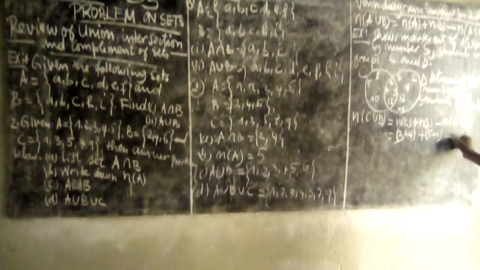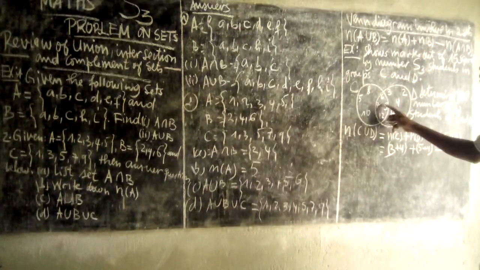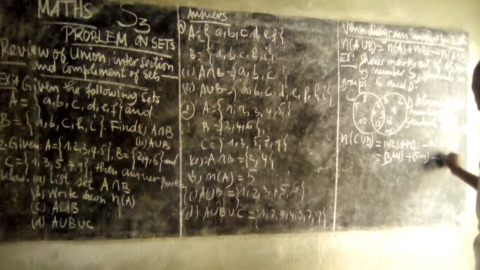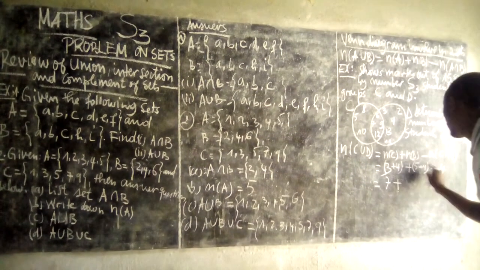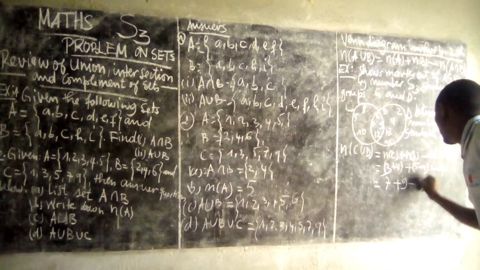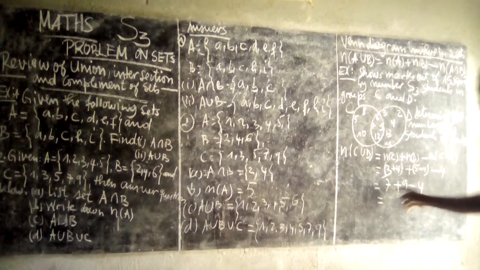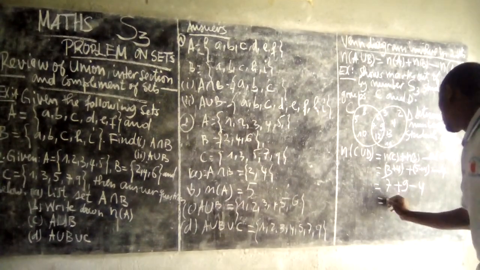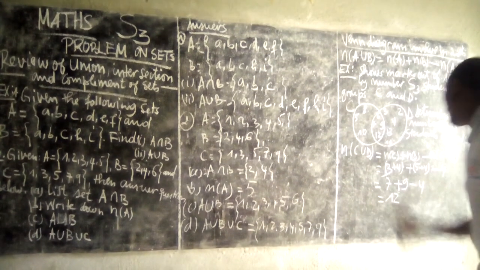Then negative number of C and D, intersection of C and D, 1, 2, 3, 4. It means that is 7 positive 9 then negative 4. This is equal to 16 negative 4 is 12.